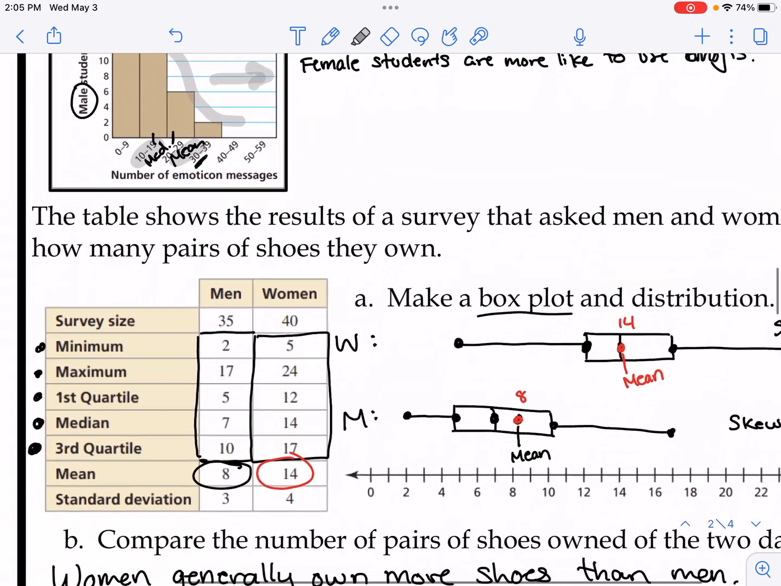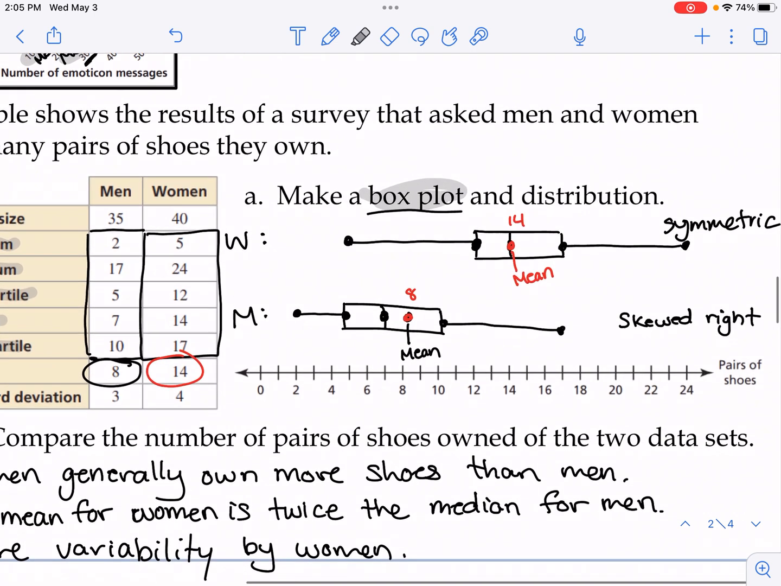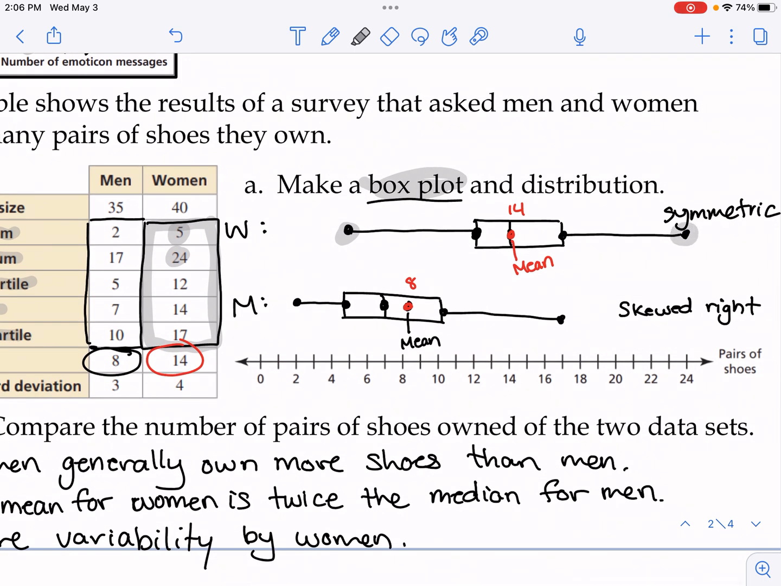Okay? And then the last example, we wanted to create a box plot to describe the number of shoes that people own. And in order to create a box plot, you need the 5-number summary: minimum, first quartile, median, third quartile, and maximum. So we did this for women. The minimum is 5. The maximum is 24. The first quartile is 12. Median is 14. And the third quartile is 17.